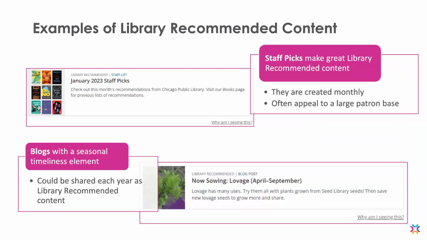So, here's a couple of examples of good library recommended content. Staff picks, great example. They're relevant every month. You can swap them out pretty easily. Generally, they appeal to a lot of patrons because you could have fiction on there, nonfiction, different genres, different topics. I've seen some libraries lean into blogs that have a seasonal timeliness element, like this library has a seed library. So they've written a couple of blog posts for each season, and then that gets shared as library recommended content.